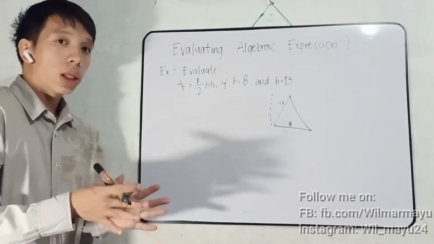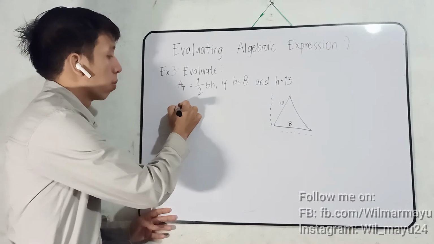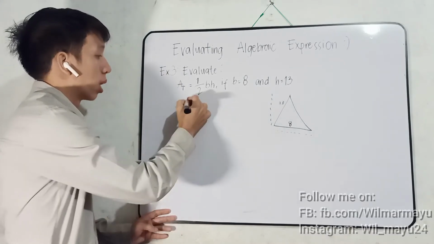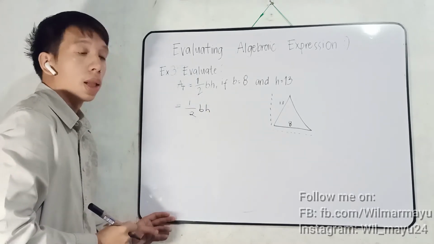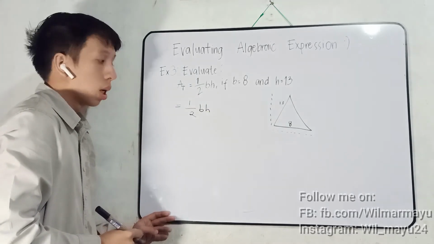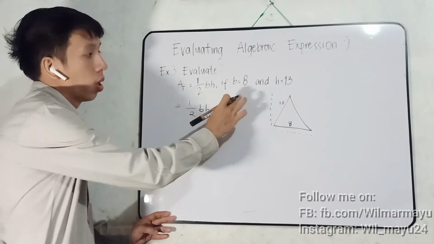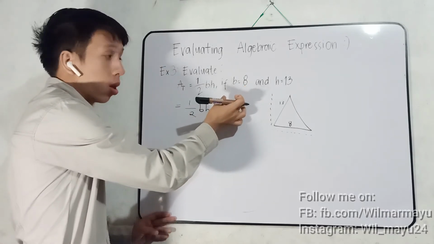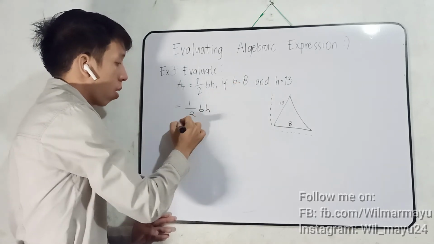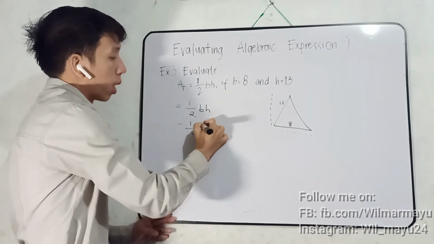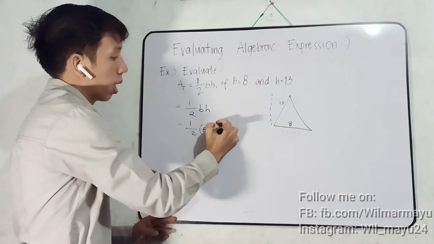So, the first thing to do is ibaba yung given example. So, the given example is 1/2 BH, or the base times height. Then, ang susunod na gagawin is to substitute the given value of the variable, which is the base is 8 and the height is 13.